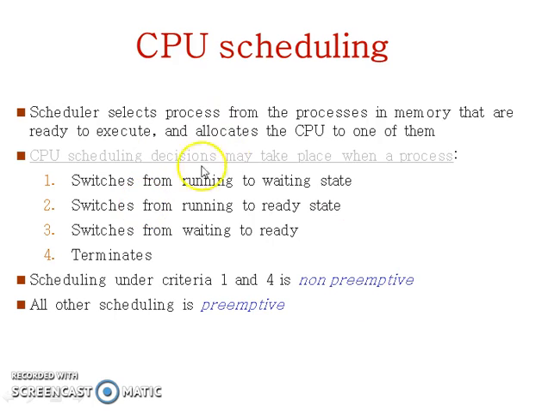Now the first and fourth criteria, scheduling under these two criteria are non-preemptive, whereas other schedulings are preemptive. Non-preemptive means once the CPU has started its execution, it cannot be interrupted in between, and preemptive means it can handle other interrupts and it can be interrupted in between.